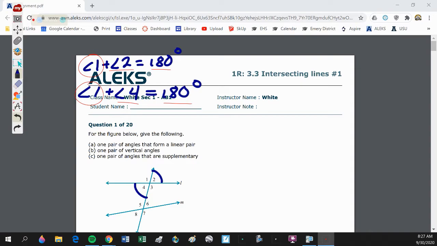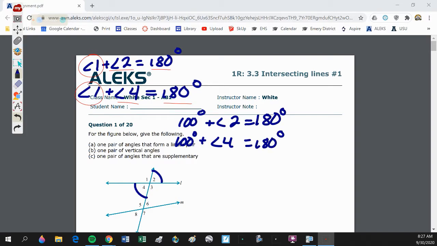Right? Let's say that angle 1 was 100 degrees. If 100 degrees plus angle 2 is equal to 180 degrees, and 100 degrees plus angle 4 is equal to 180 degrees, well, 2 and 4 both have to be 80. So vertical angles are always congruent. Okay? Now, C asks something that was a little bit different from the last one.